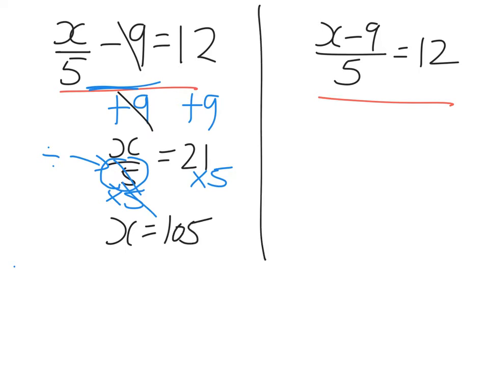So the difference is in this equation here, the second one, I haven't divided by 5 first. I've taken x, first subtracted 9, then divided by 5.